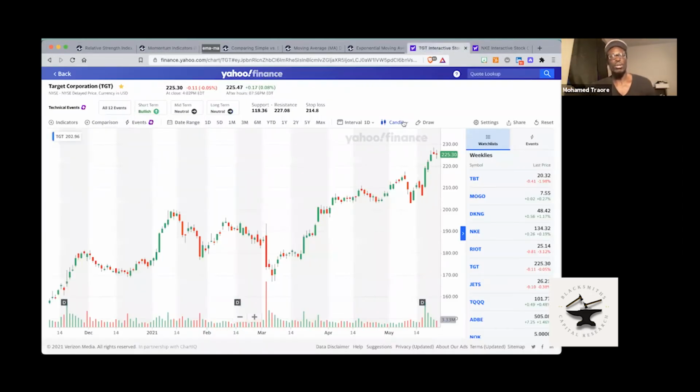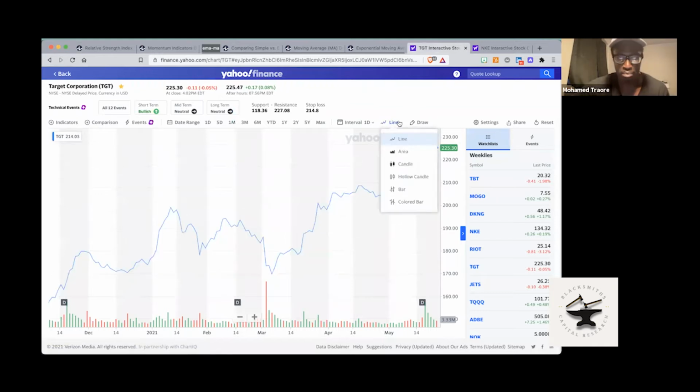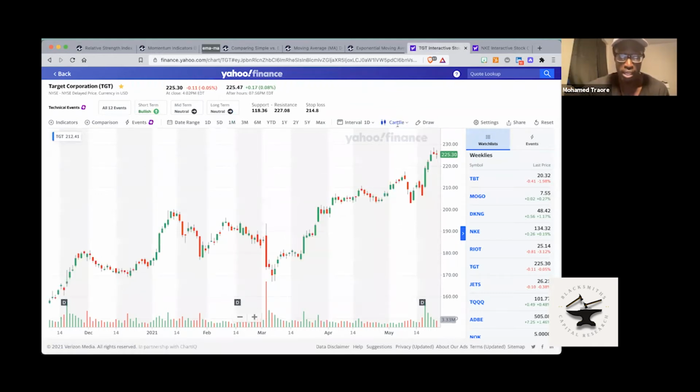So we'll just look at the Target price chart. First, it opened up as a line price chart, but I always like to look at it in terms of candles, hollow candles, or bars. You can also do colored bars on Yahoo Finance. So just whichever one you like to use the best, it's your prerogative.